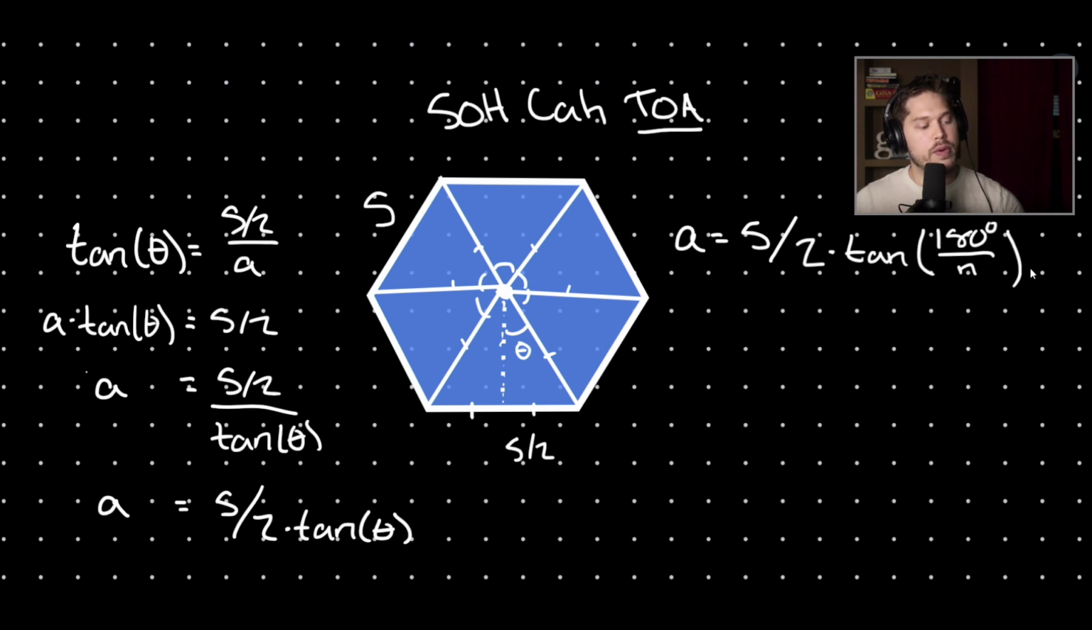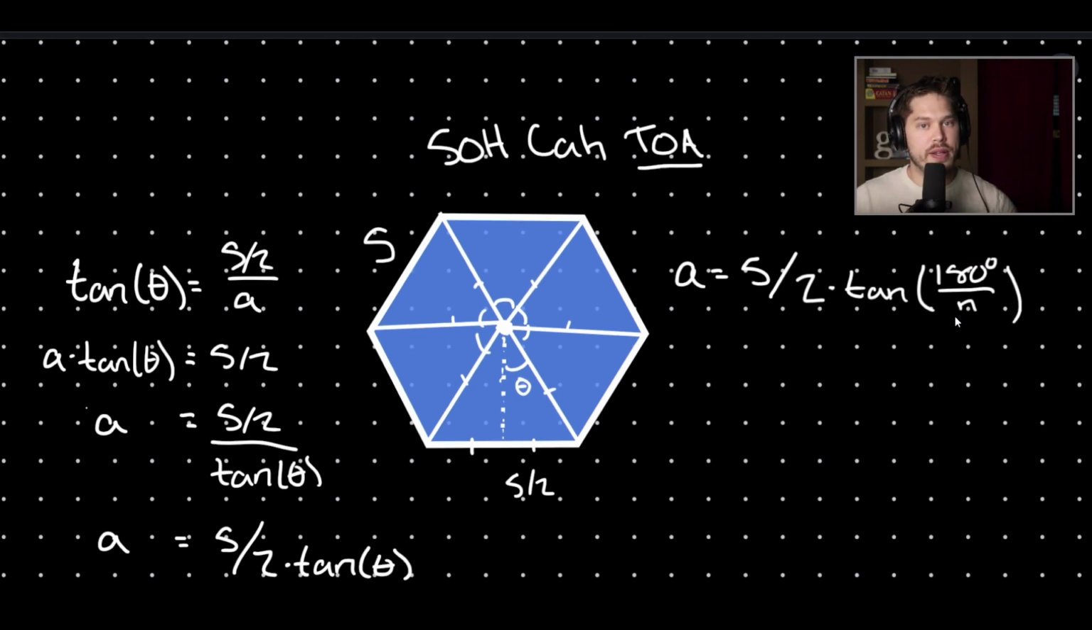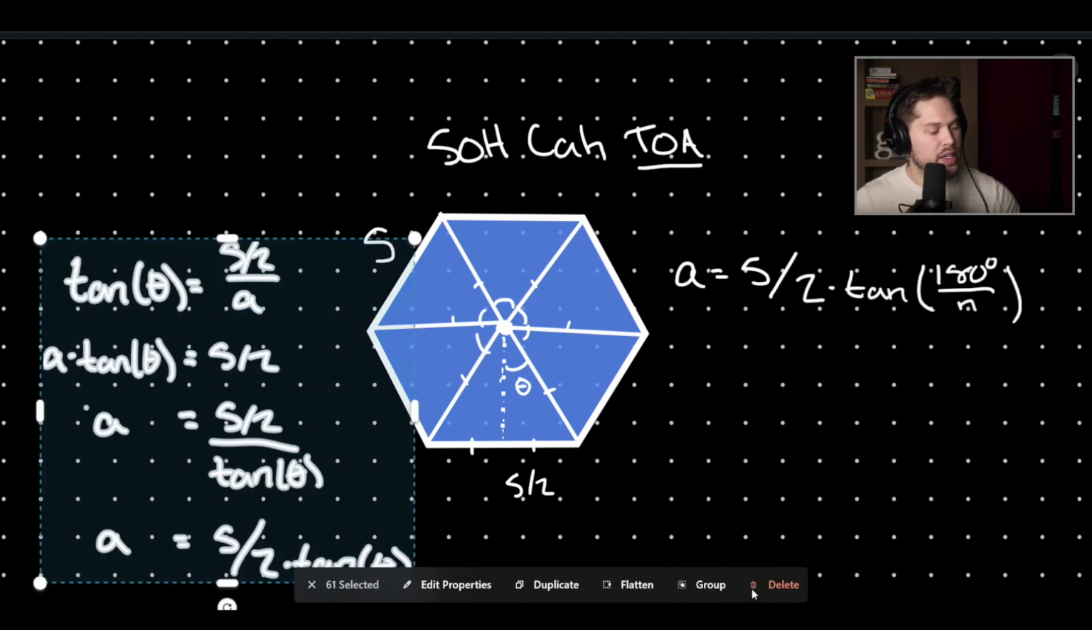And here I'll move down a little bit. There we go. So we have our apothem in terms of our side length and in terms of the number of sides of our polygon. That's fantastic. Now again, remember here, let's clean up our left-hand side as well. We don't need this now that we've solved for a.